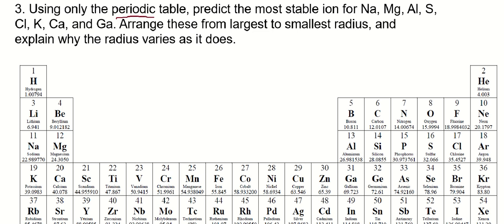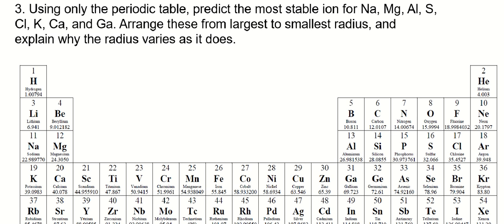We're going to use the periodic table to predict the most stable ions for these atoms, and then we'll arrange them from largest to smallest radius. So the stability of ions is determined by the atoms' wantingness to achieve the octet rule.